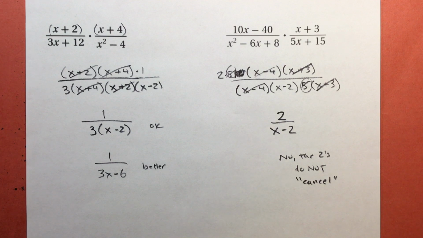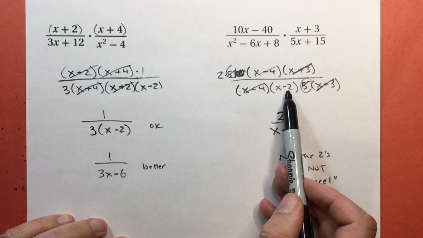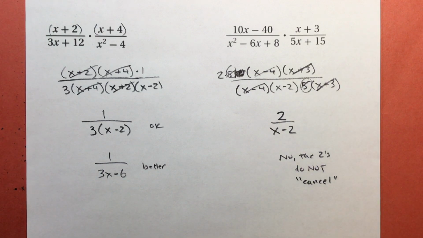All right. And of course, I don't know why they didn't do this, but you can't let x equal 4, 2, or negative 3. But they didn't ask me to do that.